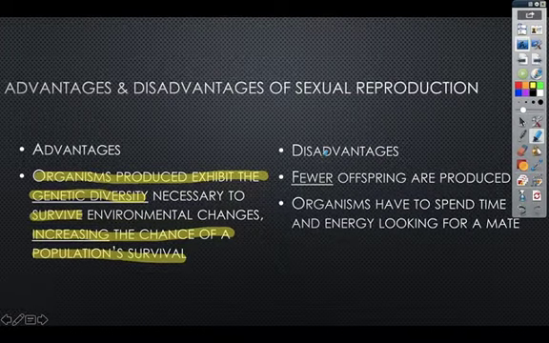All right, now disadvantages: fewer offspring are going to be produced. It takes longer. You're not going to have that rapid reproduction like you would see in asexual reproduction. And also, organisms have to spend time and energy looking for a mate.